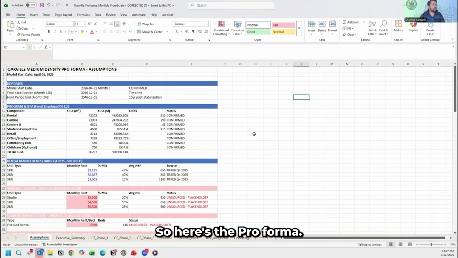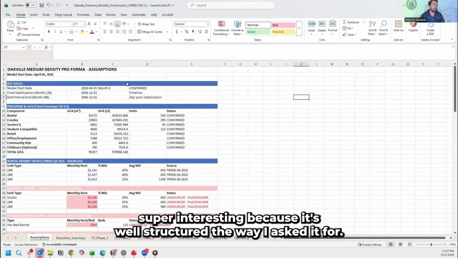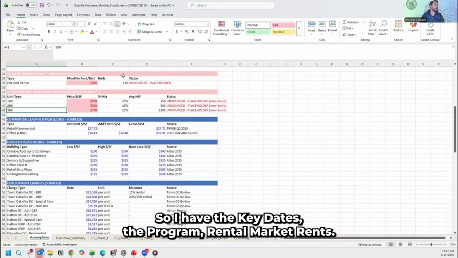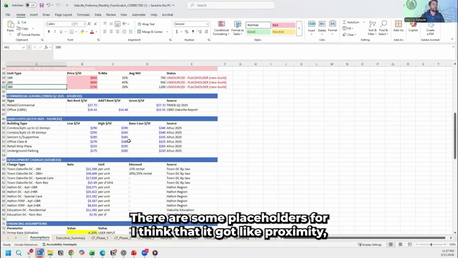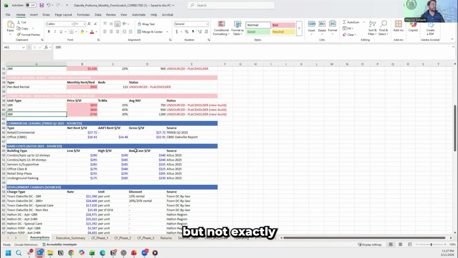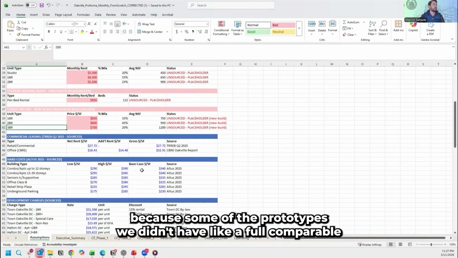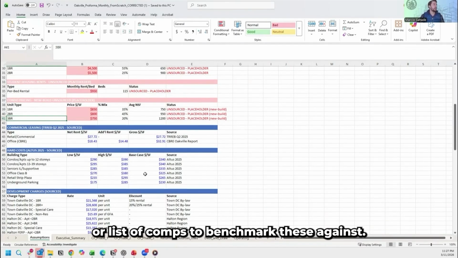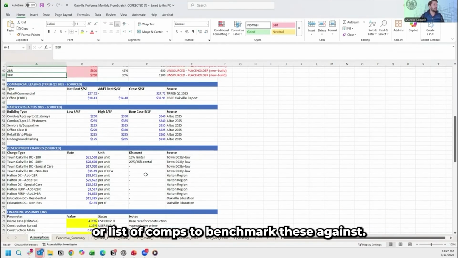So here's the pro forma, super interesting because it's well structured the way I asked for it. I have the key dates, the program, rental market rents. There are some placeholders for things like proximity, but not exact, because for some of the product types we didn't have a full comparable or list of comps to benchmark these against.